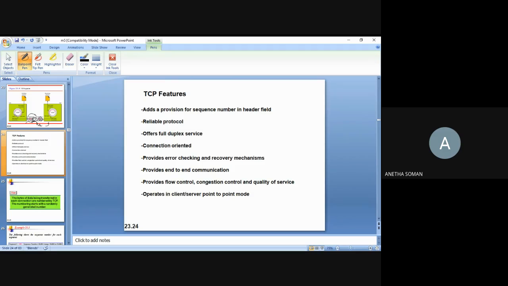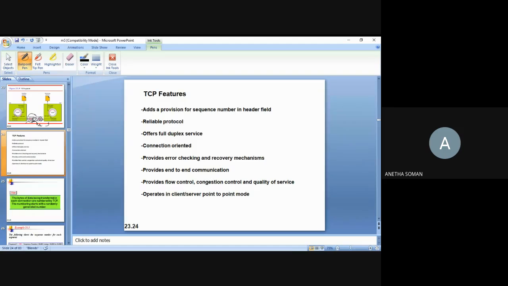Now, the other feature is that it provides error checking and a recovery mechanism. Error control methods are present in it, and it provides end-to-end communication. End-to-end communication means it guarantees that the data reaches the destination and in the correct order. Also it provides flow control, congestion control, and quality of service. I will tell you in the next class what congestion control and quality of service are. Just understand now that TCP provides congestion control and quality of service methods. Also, it operates in the client server mode. So these are some of the features of the TCP protocol, right?